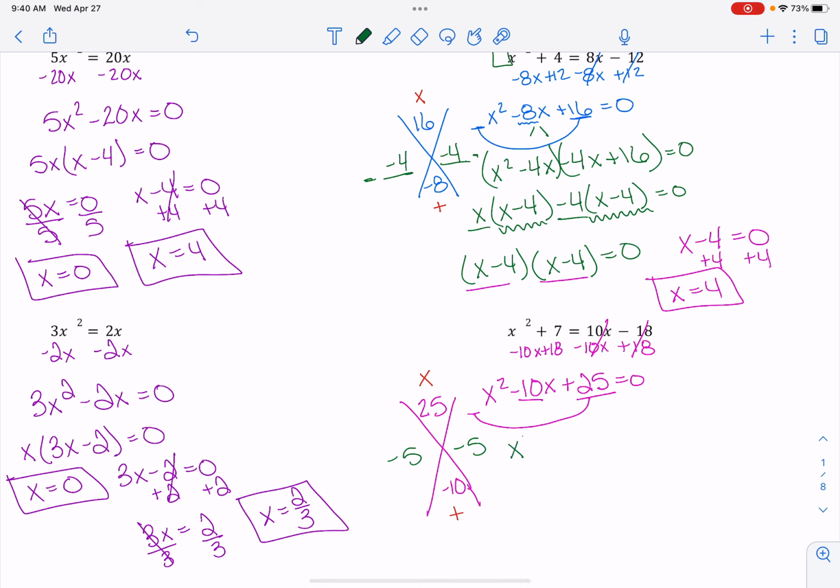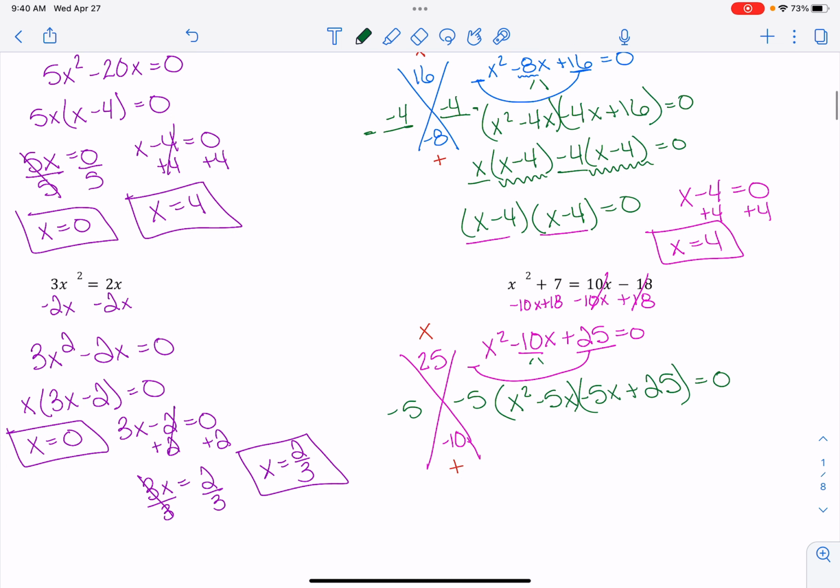We rewrite our equation. Remember that negative 10 becomes the two side pieces of our x, but the x squared and the 25 just come straight down. We put the first two terms in parentheses and the last two terms in parentheses. In the first set, x squared minus 5x, our GCF is x. And we're left with x minus 5 on the inside.